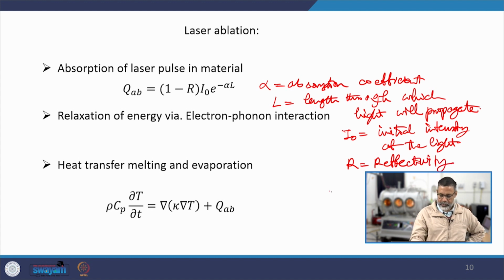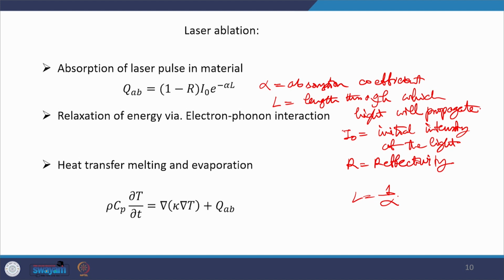So, the amount of energy absorbed while propagating through a distance L: we assume there will be no transmission, so most of the energy will be absorbed within the length L equal to 1 by alpha, which is sometimes also called the skin depth. As I told you, there can be relaxation of the energy through electron-phonon interactions, and mostly the heating will occur through this. Then we can use the heat transfer equations for melting, and then evaporation will take place.